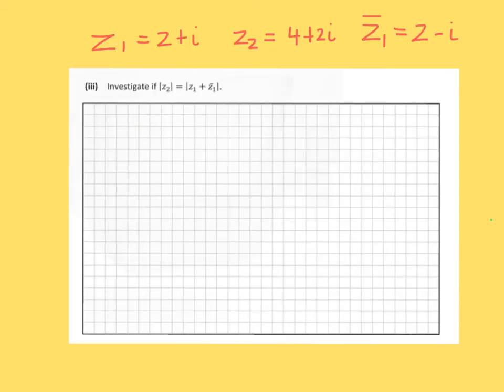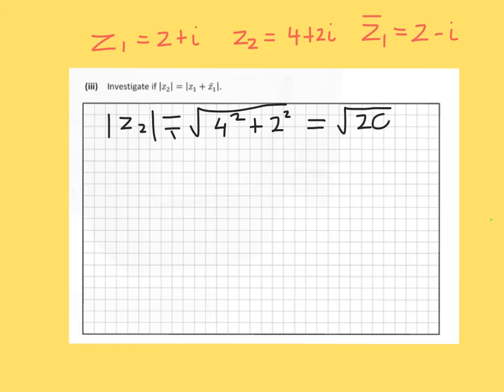Okay, so the last part of that question asks us to investigate if the modulus of z2 is equal to the modulus of z1 plus the conjugate of z1. So first of all, what I would do is find out what the modulus of z2 is. So the modulus of z2 is simply the square root of 4 squared, that's the real value, plus the imaginary part, the b value, which is 2 squared. And that's going to give me the square root of 16 plus 4, which gives me the square root of 20.